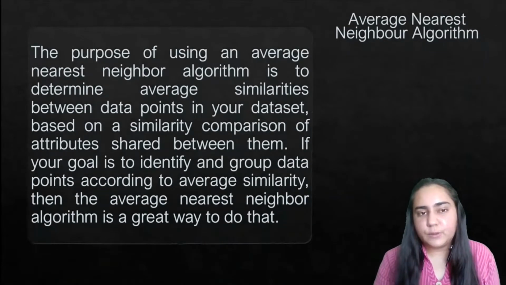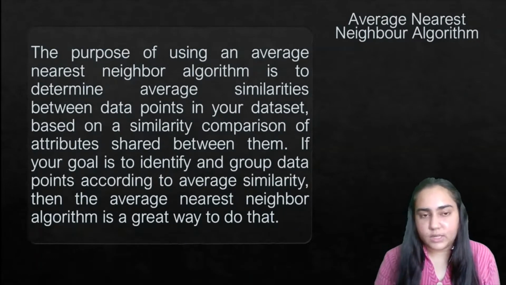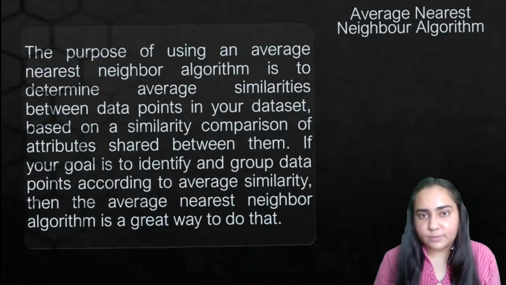The purpose of using such an algorithm is to determine average similarities between data points in the dataset. And then, based on a similarity comparison of attributes shared between them, you can find out how to group data, classify data, cluster data. If your goal is to identify and group data points according to average similarity, then the average nearest neighbor algorithm is a great way to do that.